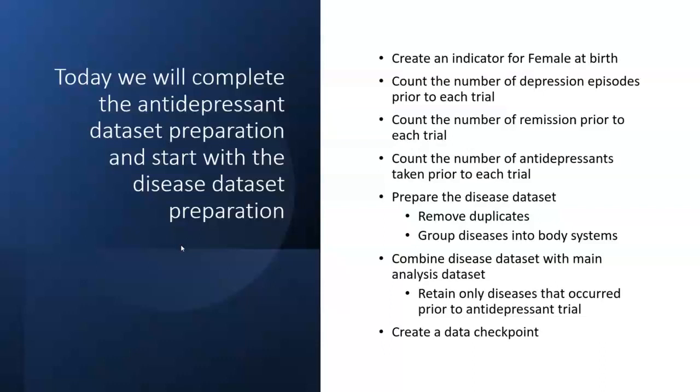Okay. And retain only the diseases that occur prior to the antidepressant trial, because diseases that occur after the antidepressant will not be predictive, will not predict your antidepressant outcome, right? But diseases that occur before, like comorbidities, right? Comorbidities that you have before taking the antidepressant might affect your outcomes.